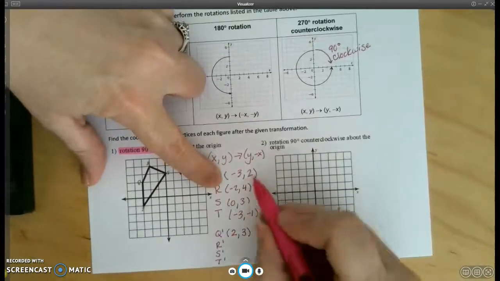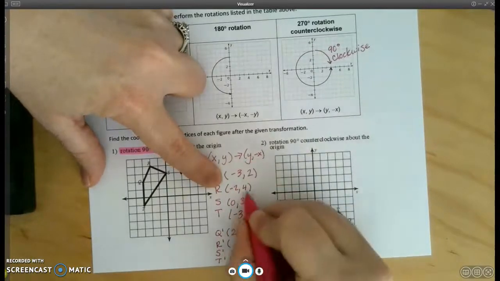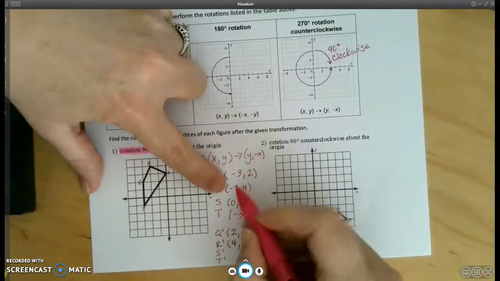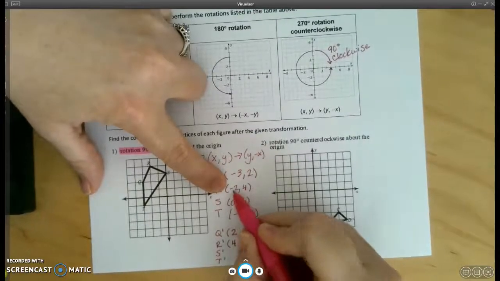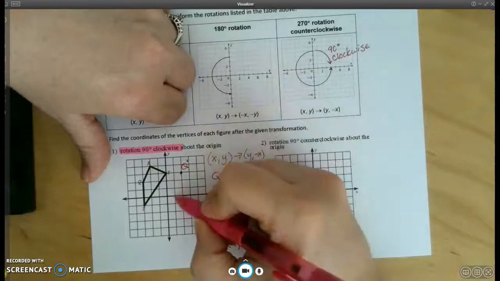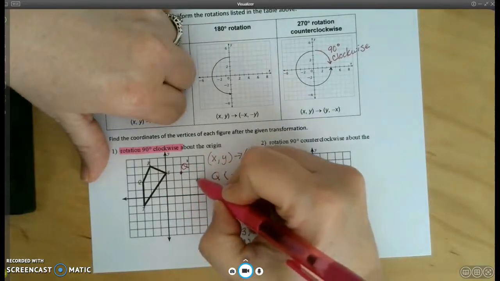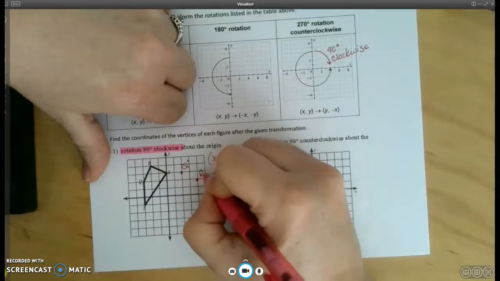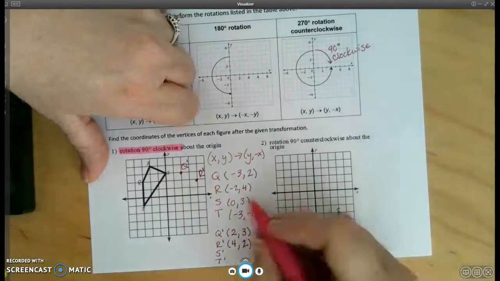Doing the same thing with R. The Y value is now going to become the X value. And the X value, we have to take the opposite of it, meaning it becomes positive 2, and that's where our R prime is. 1, 2, 3, 4, 2. There is my R prime.